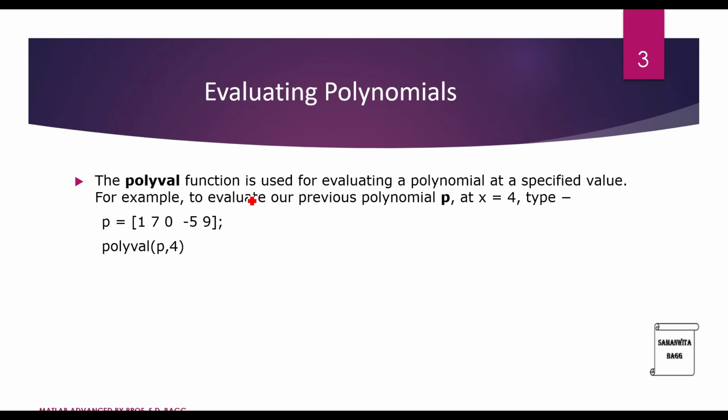Next, we will see how to evaluate these polynomials. The polyval function is used for evaluating a polynomial at a specific value. For example, to evaluate our previous polynomial p at x is equal to 4, type this term and then polyval p comma 4.